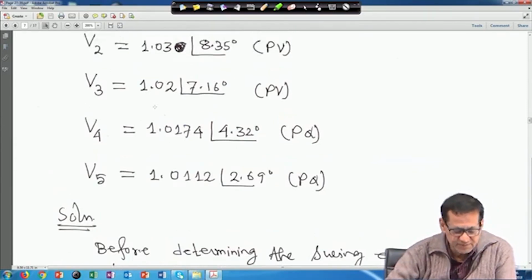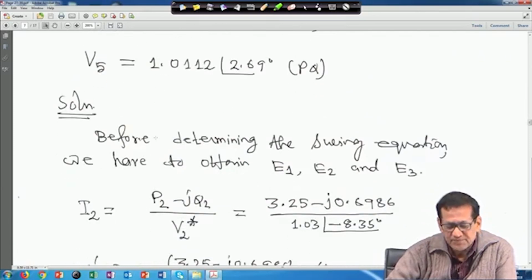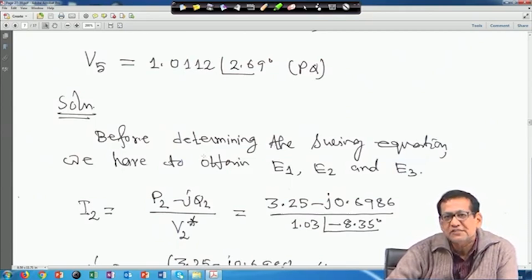Now, this is given, and from that, before determining the swing equation, we have to find the swing equations for those two machines. So, we have to obtain E1, E2 and E3.